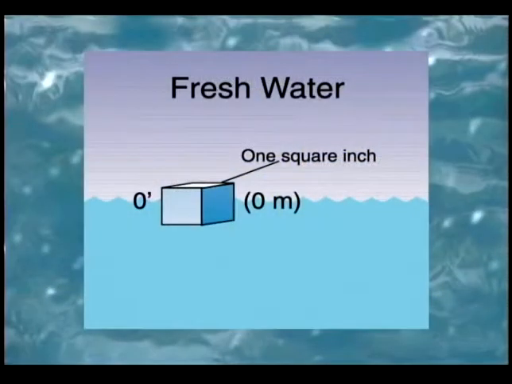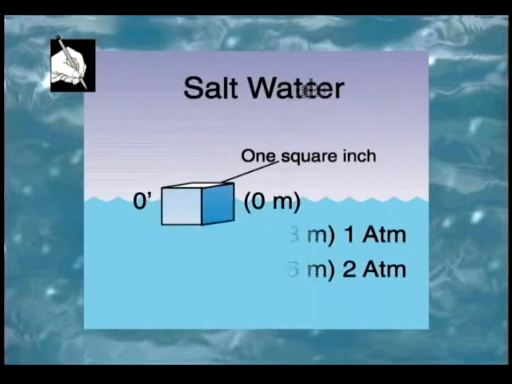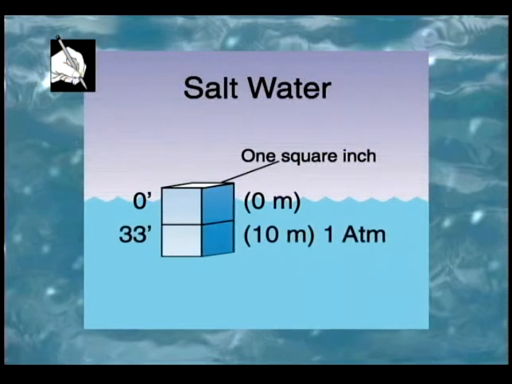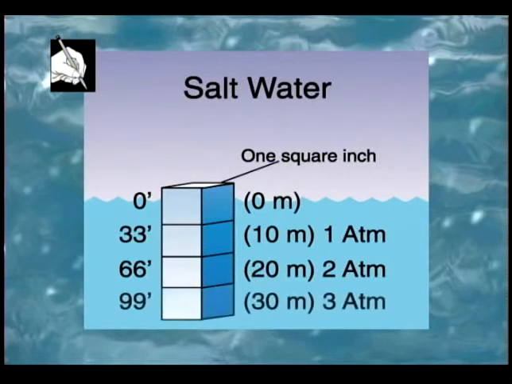Pressure in water increases at a constant rate, and it's cumulative. Pressure in salt water also increases at a constant rate, and it's cumulative. 10 meters or 33 feet of salt water is 1 atmosphere. 20 meters or 66 feet of salt water equals 2 atmospheres, and so on.